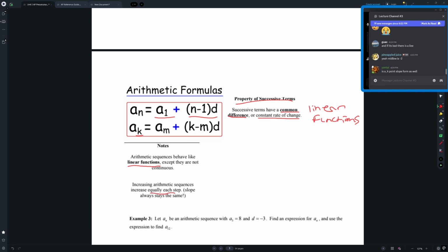Is it point slope form as well? Yeah, it's similar to point slope.